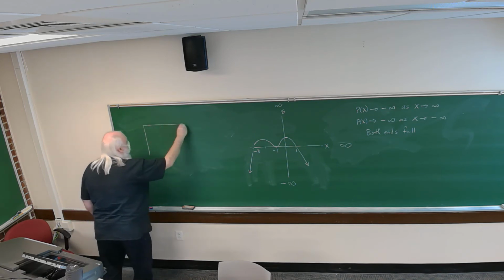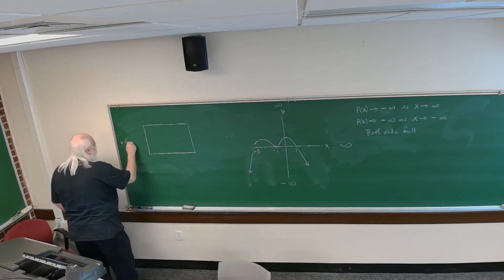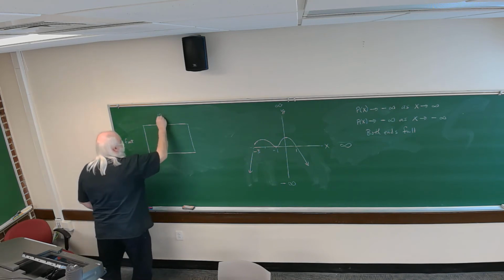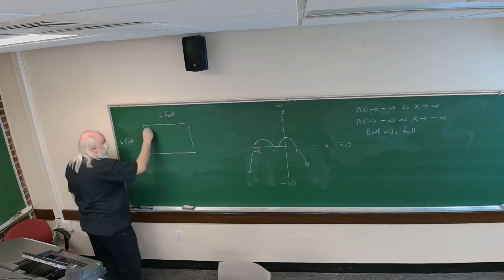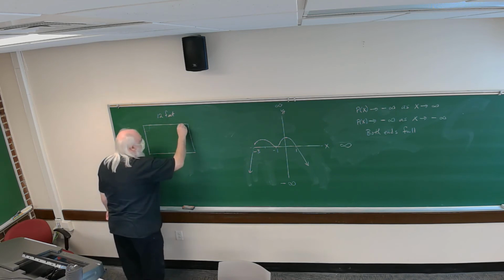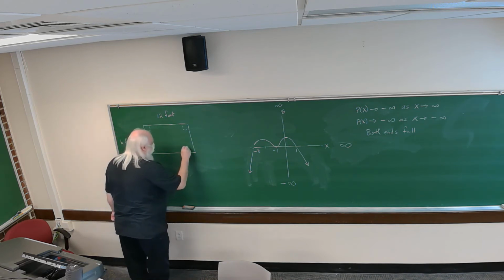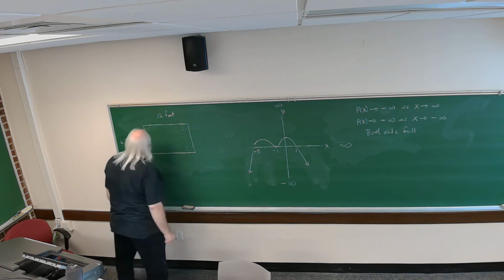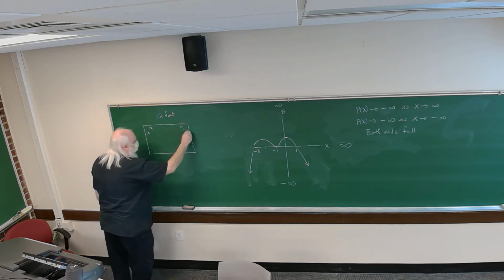So we have a piece of cardboard that's 6 feet wide and 12 feet long. And we're going to cut a square from each corner that's x by x feet. We don't know exactly what x is, but it's x by x feet.